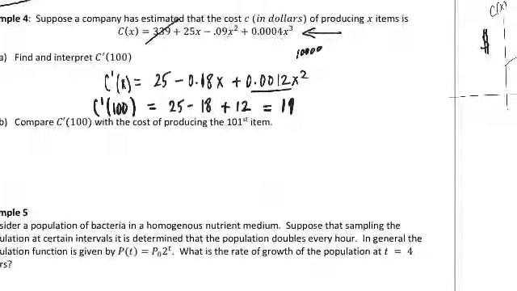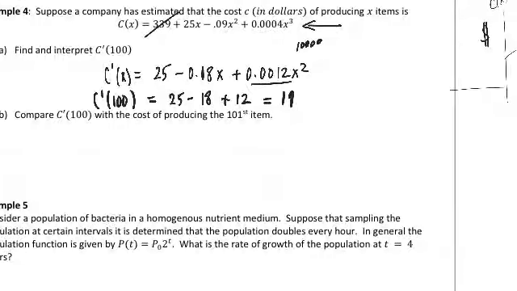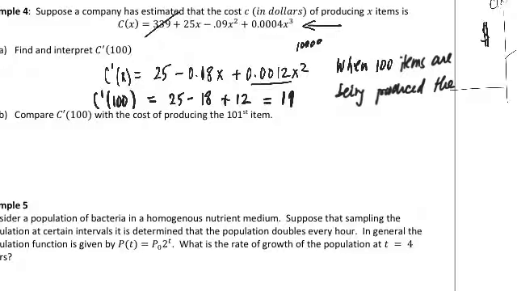So if we want to write the meaning, I'll just say when 100 items are being produced, not 1,000, when 100 items are being produced, the cost of producing one more item would be $19.